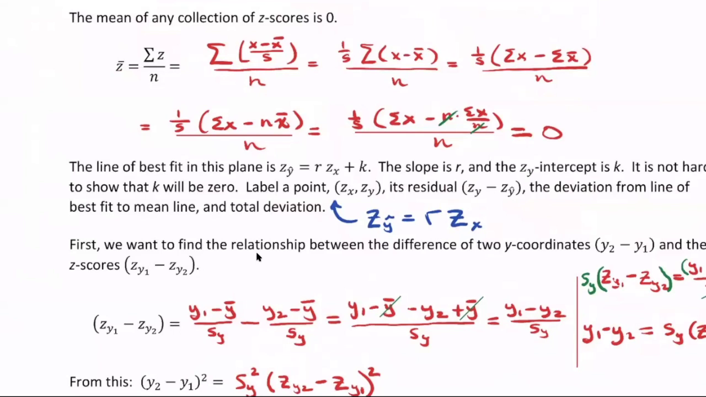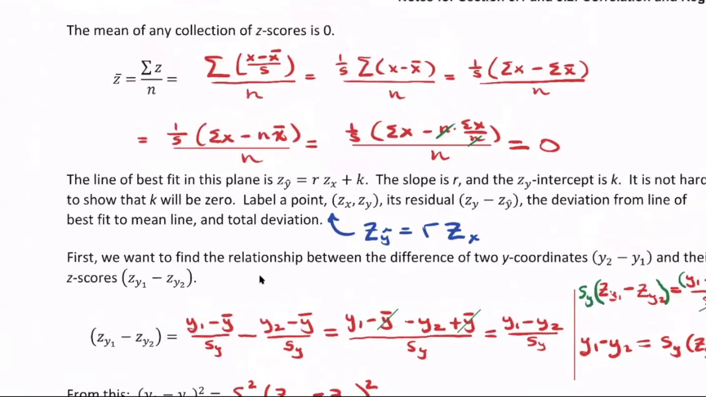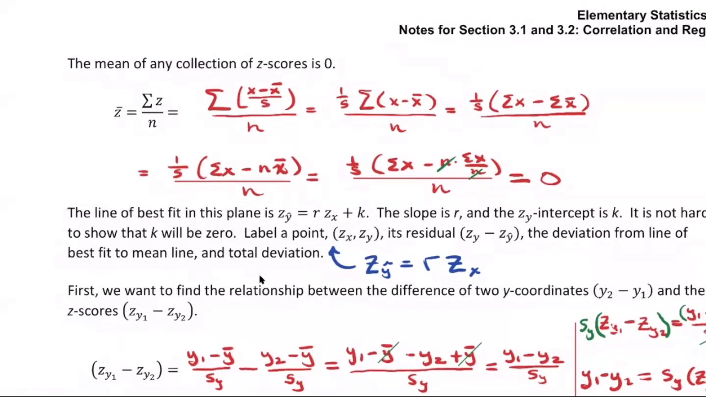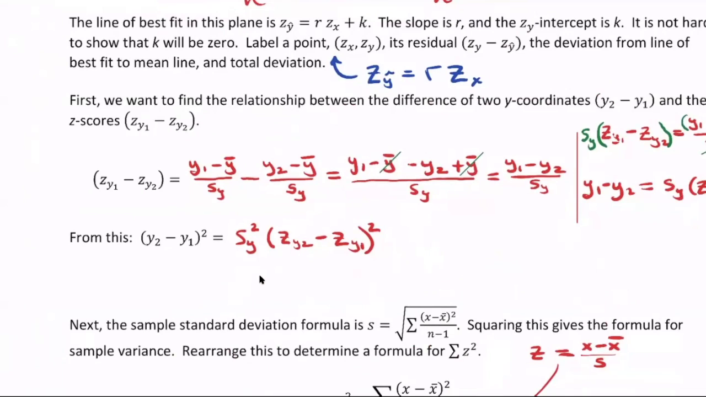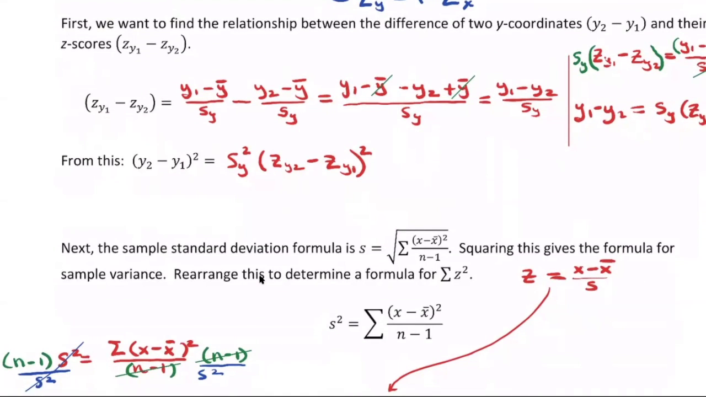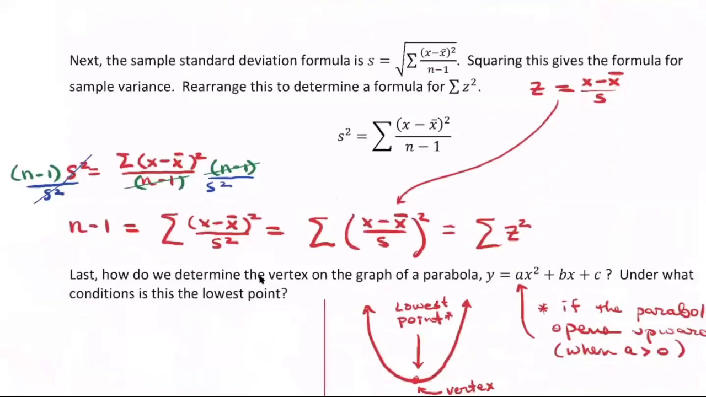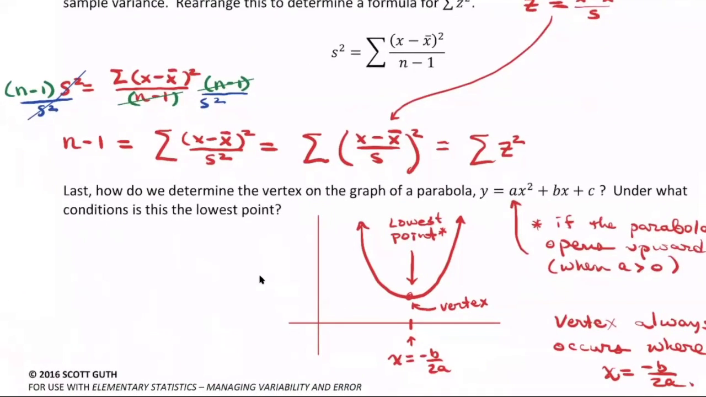Okay, so as I said, there's a handful of things here. First, the mean of z-scores is always 0. If you take a difference between two y-coordinates and square it, that's the same as the difference between the corresponding z-scores squared times the variance of the y-coordinates, or that is the square of the standard deviation. Also, a crazy thing is if you take any data set and compute all the z-scores and square them, add them up, you always get the number of values minus 1.